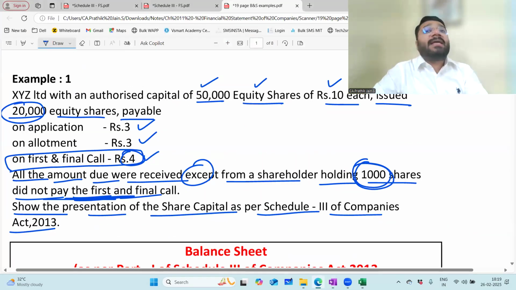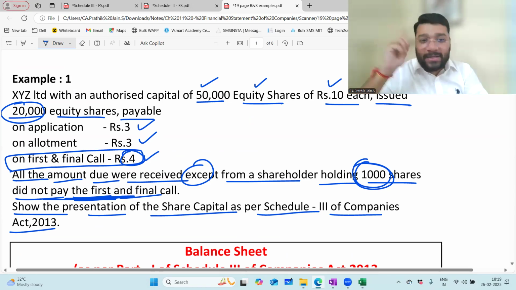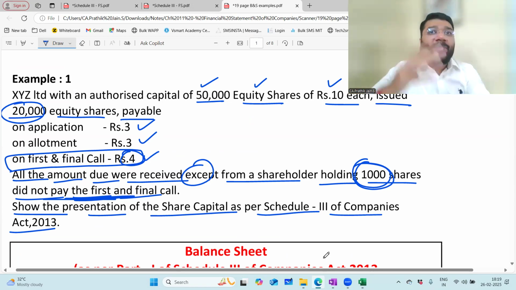In the current question, guys, is there any issue of bonus shares? No. If there is, then for how many years do we have to disclose? 5 years. Is there any information about shares issued for consideration other than cash? No. If there is, how many years to be disclosed? 1 year. Have you seen the power of revision?